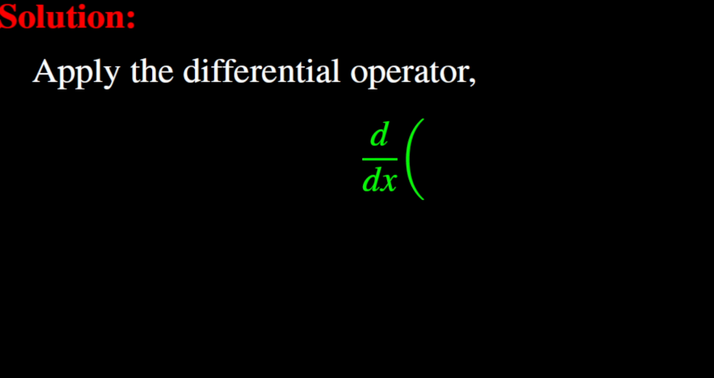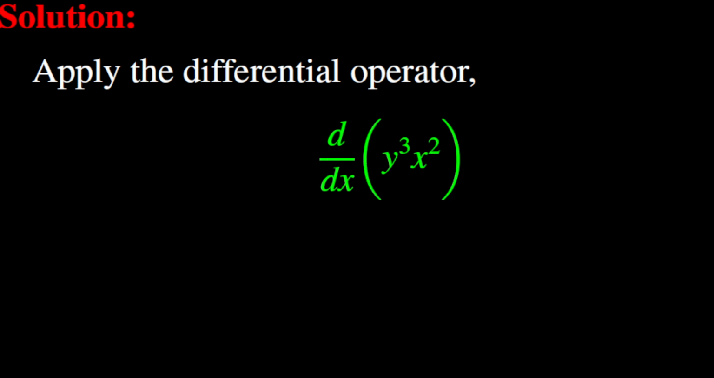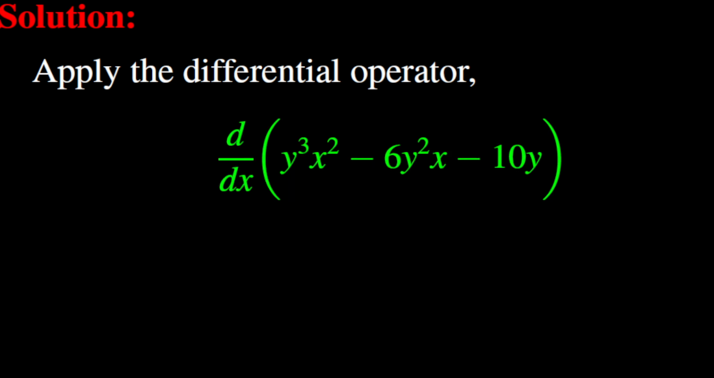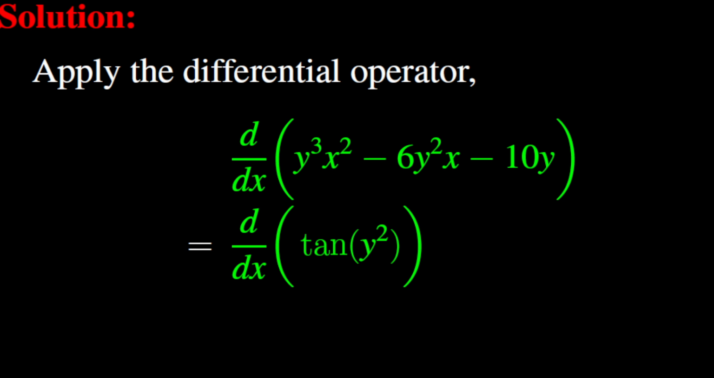We need to differentiate the left-hand side and right-hand side of the equation. When we apply the differential operator to the left-hand side we have d over dx of y to the power 3 x to the power 2 minus 6y to the power 2 x minus 10y, which should be equal to the differential operator applied to the right-hand side, which is d over dx of tangent of y squared.